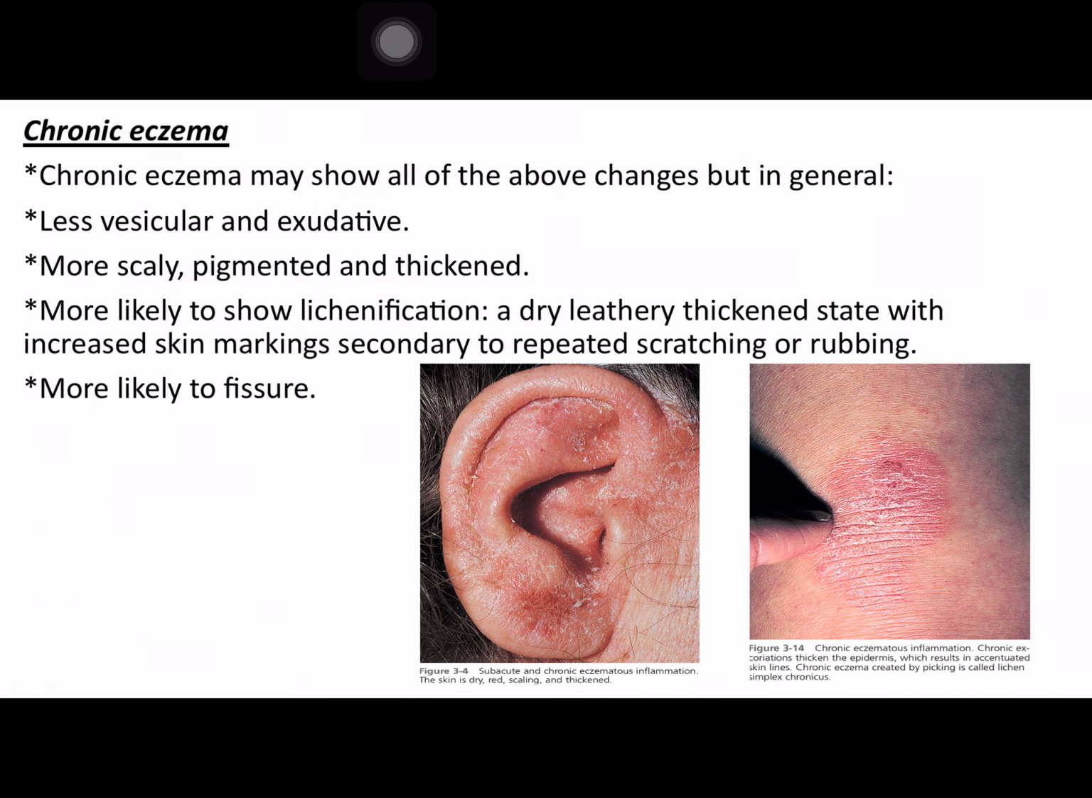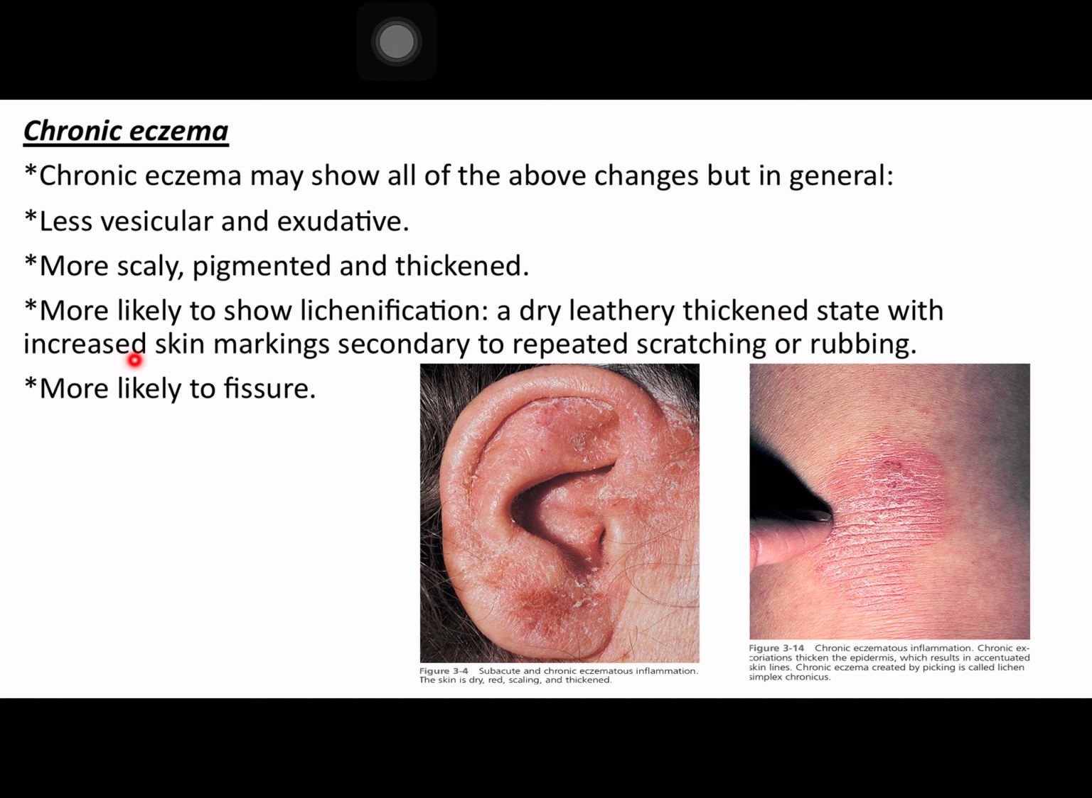Chronic eczema may show all the features seen in acute eczema, but in general less vesicular and exudative, more scaly and pigmented, with more thickening. The most important feature is lichenification, which means thickening. As I said, in histology we have acanthosis and hyperkeratosis. In the clinical picture, it means thickening, a dry leathery state with increased skin marking.